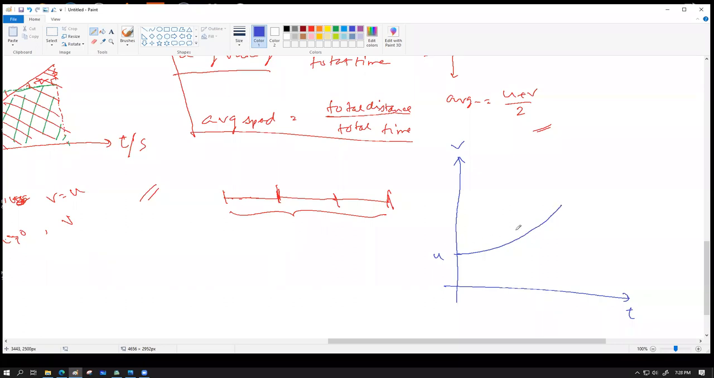It's not a straight line. So since the gradient is increasing, it means initially you are going to have a smaller acceleration. As time goes further, the object is accelerating further. So the value of acceleration is slowly increasing and increasing. So let's say we have this situation happening.